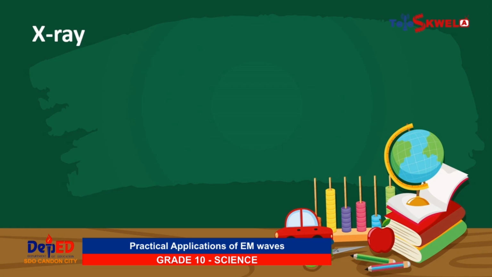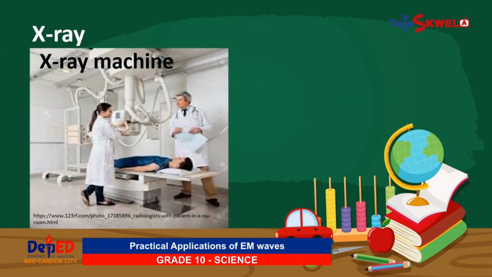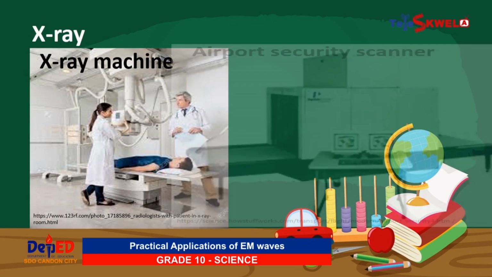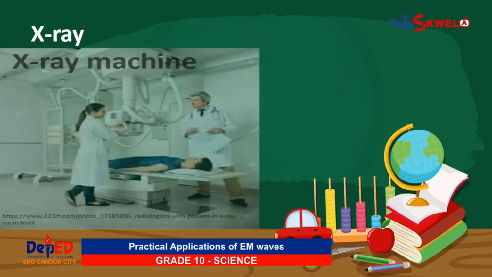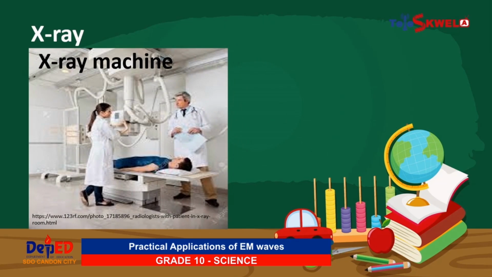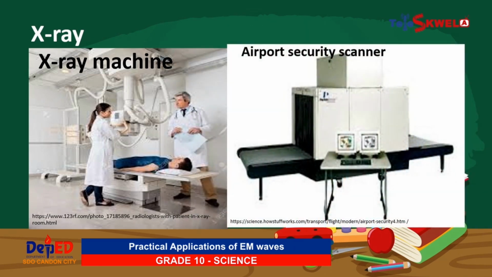X-ray. The main use of X-ray is in medicine. The most common application is the X-ray machine. X-ray machine is used for diagnosing bone fractures. Long wavelength X-rays can penetrate the flesh but not the bones. That's why it is used in diagnosing bone fractures. Short wavelength X-rays can penetrate through metals, which can be used in airport security scanners.